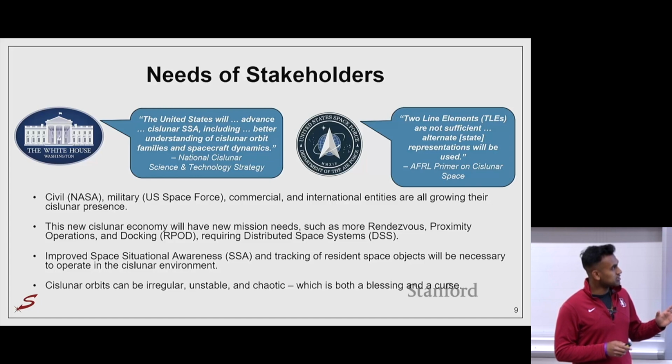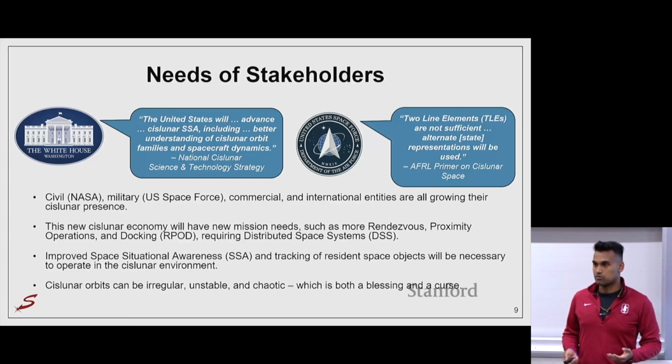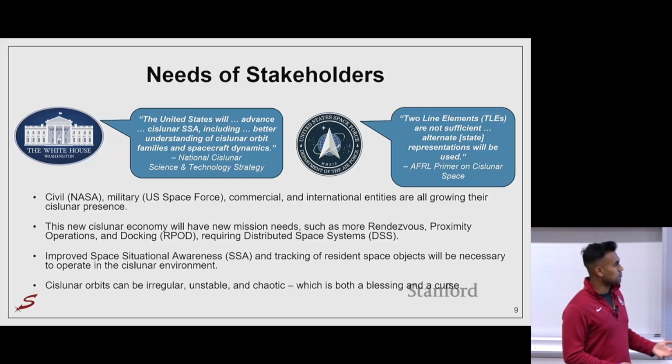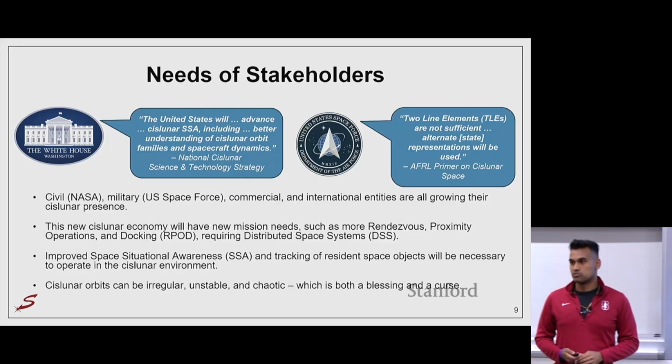But the biggest hindrance right now is, you see that pull quote on your right over there. It says two-line elements are not sufficient in the three-body problem. Like the state representations we use for the two-body problem, that enable us to track objects and maneuver objects and perform RPOD with distributed space systems in Earth orbit, are not sufficient. So we need to come up with new dynamics models, both for absolute and relative motion, in order to characterize what's happening in cislunar space.